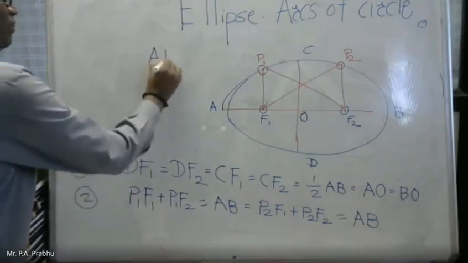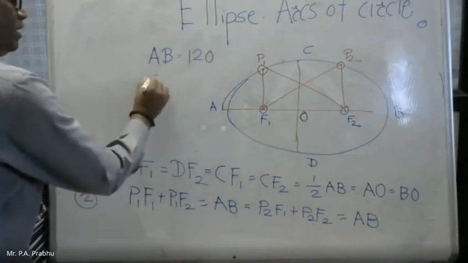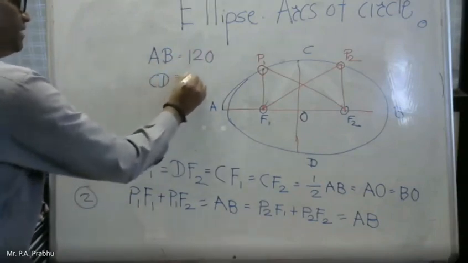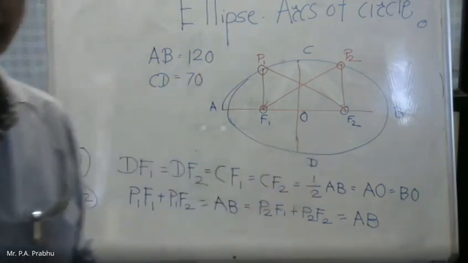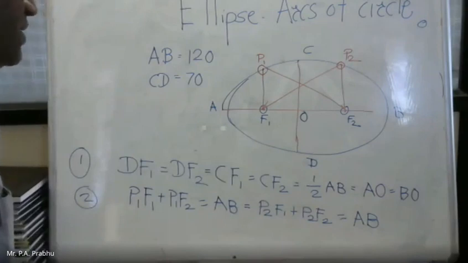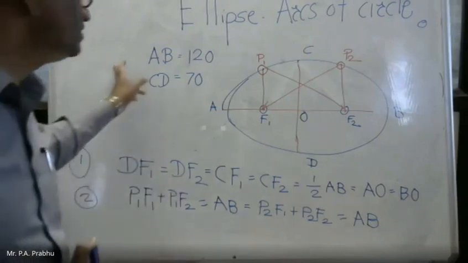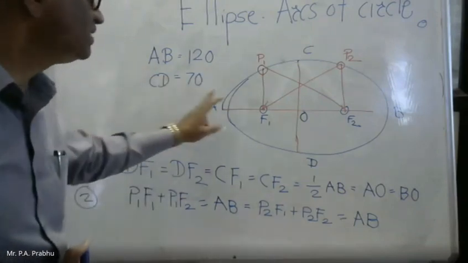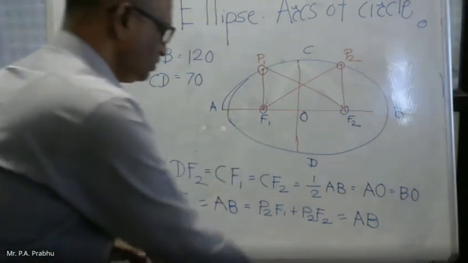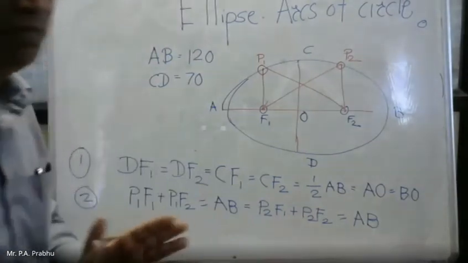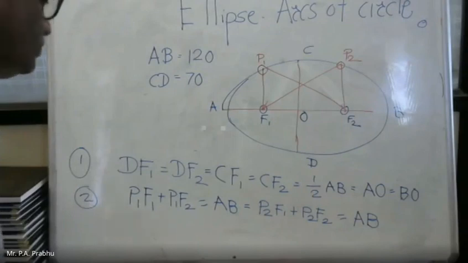Take AB, the length of the major axis, 120 mm, and the length of the minor axis 70 mm, and draw an ellipse by the arcs of a circle method. So the problem is given like this. Draw an ellipse by arcs of a circle method when the major axis is 120 mm and the minor axis 70 mm. Okay. So start the procedure. First draw the major axis, draw its perpendicular bisector, and draw your minor axis. Start with me.